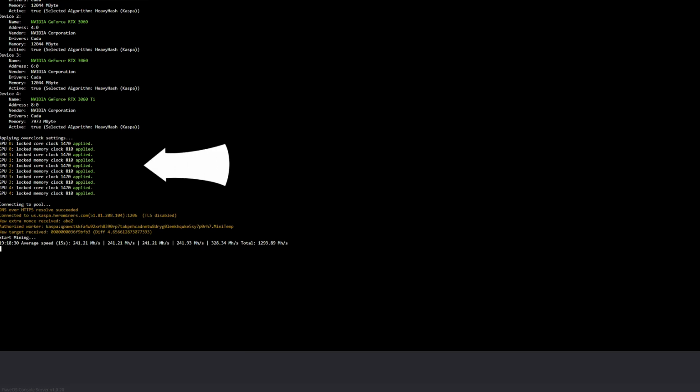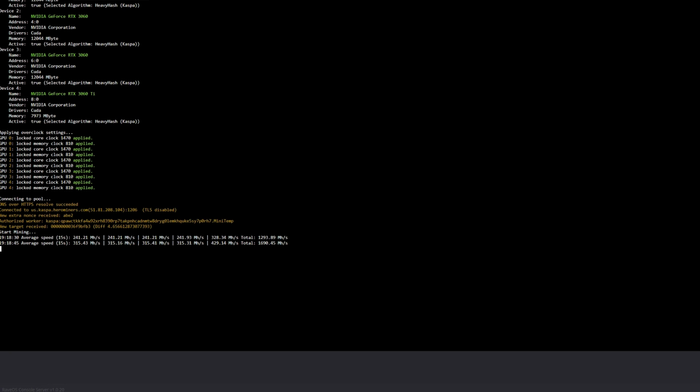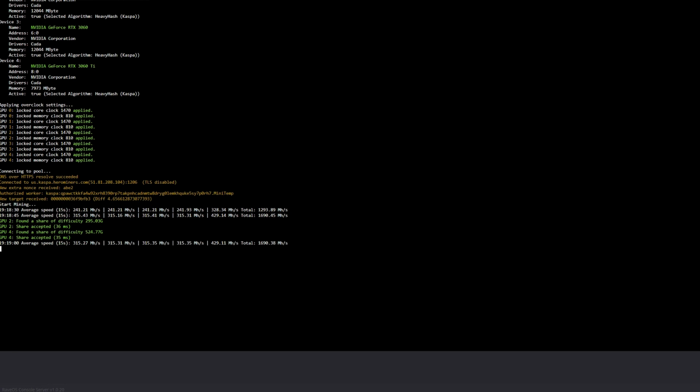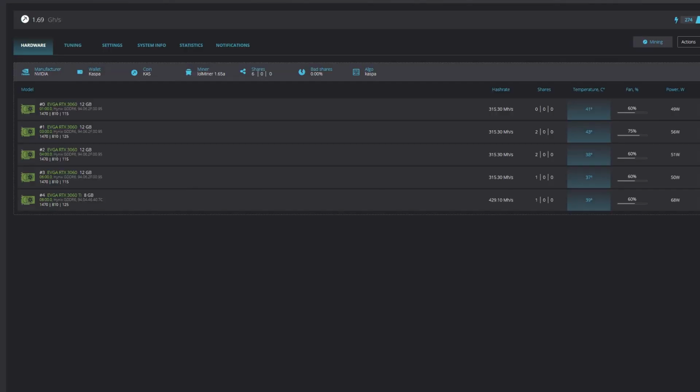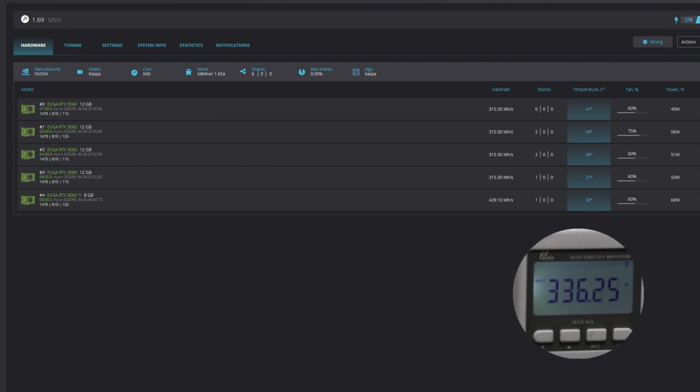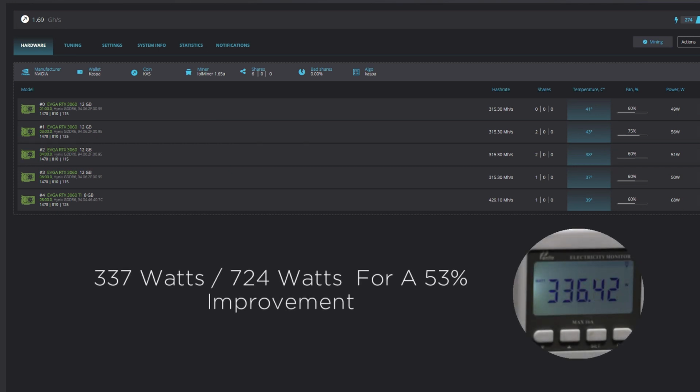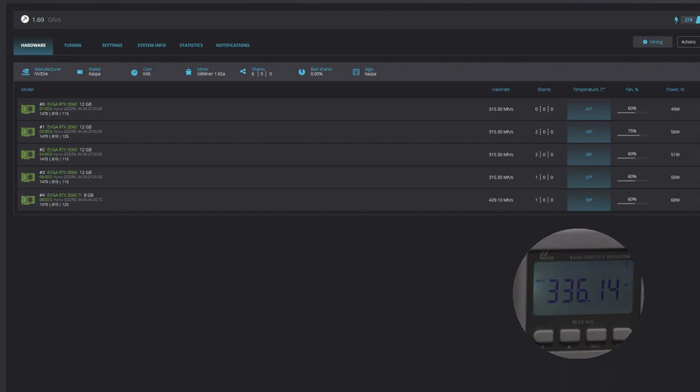After a few moments, we can see that the rig's performance has dropped to 1.69 gigahash, a drop of 23%. While this is expected, what's most exciting is the reduced power draw of only 337 watts from the wall, a reduction of 53%. A huge difference, and that's probably an understatement.